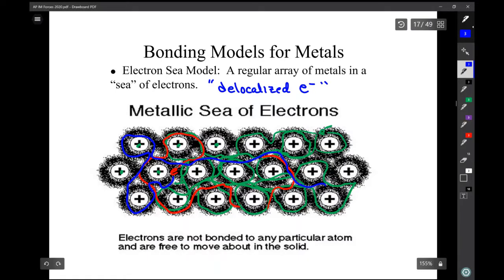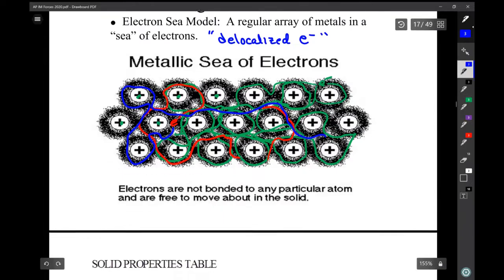So that is your metallic bonding. So those are your four different types of solids. You have the ionic solid, the molecular solid, covalent network, and metallic solids.